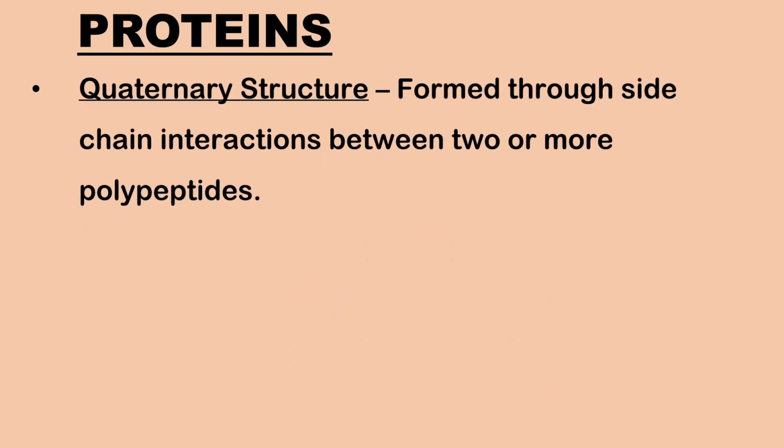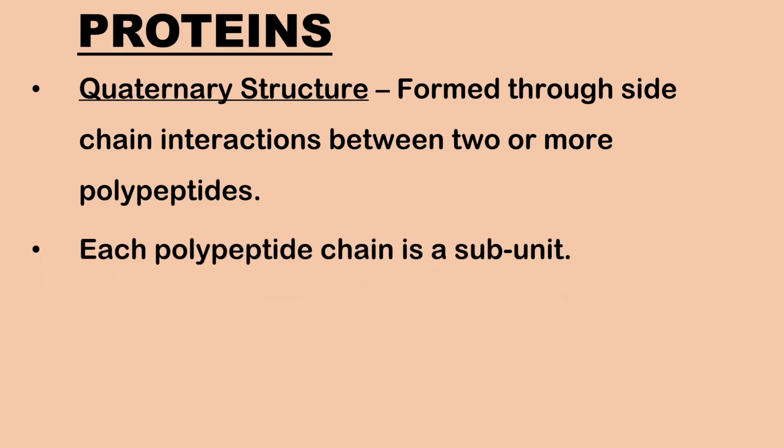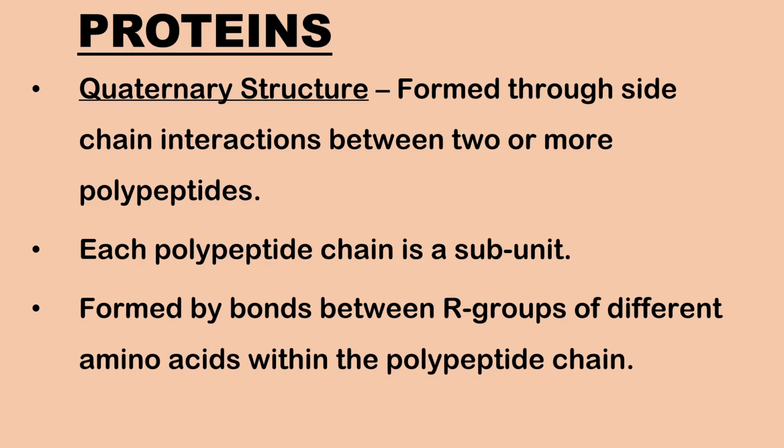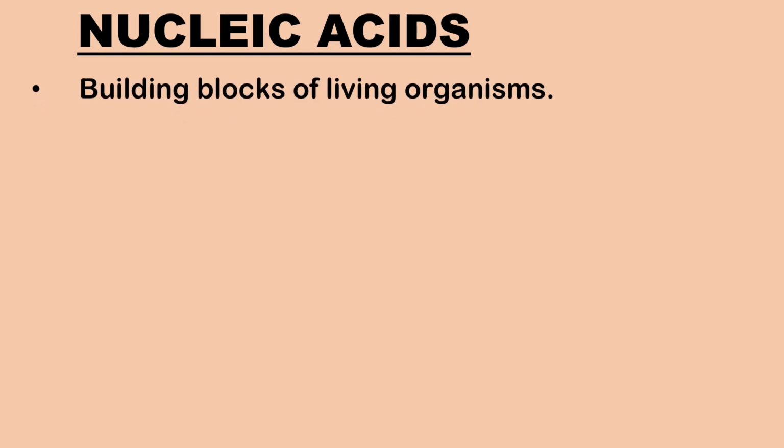Quaternary structure of protein is formed through the side chain interactions between two or more polypeptides. Each polypeptide chain is called a subunit. It is formed by bonds between R group of different amino acids within the polypeptide chains, which gives various shapes to the protein. Finally, let us understand the structure of nucleic acids.